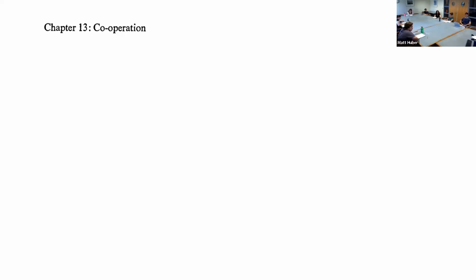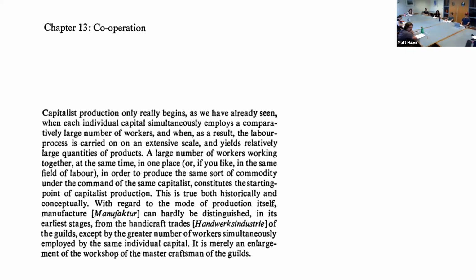And that capital really starts to develop labor's cooperation as a method of increasing relative surplus value. But as I like to tell you in excited fashion, this time around I read this line: "Capitalist production only really begins, as we have already seen, when each individual capital simultaneously employs a comparatively large number of workers, and when, as a result, the labor process is carried on an extensive scale and yields relatively large quantities of products." When I previously read that, I was kind of confused by this.